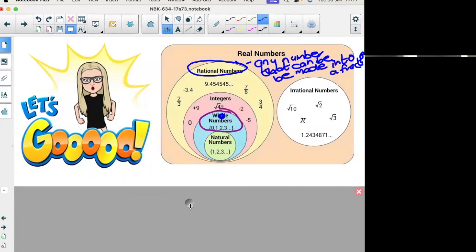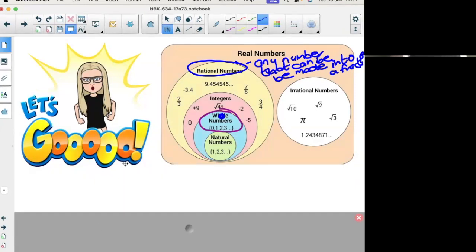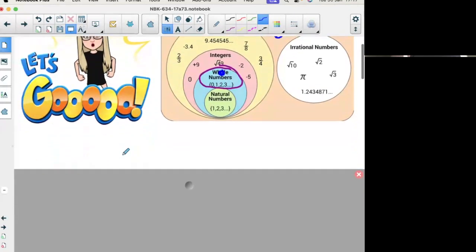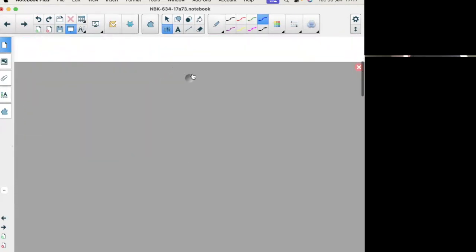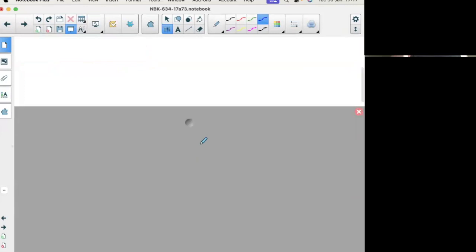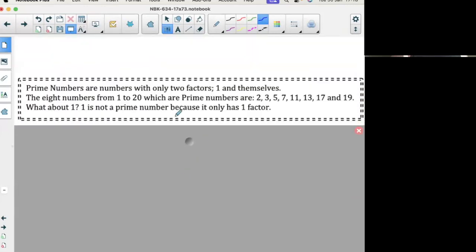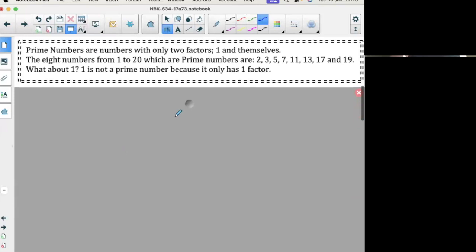So the first bit that we're going to look at today, as part of our whole numbers, is we're going to look at prime numbers. Okay, so while you're taking down that definition, I'm just going to have a look.